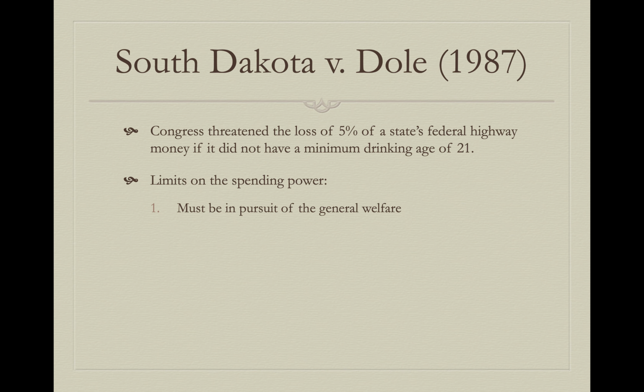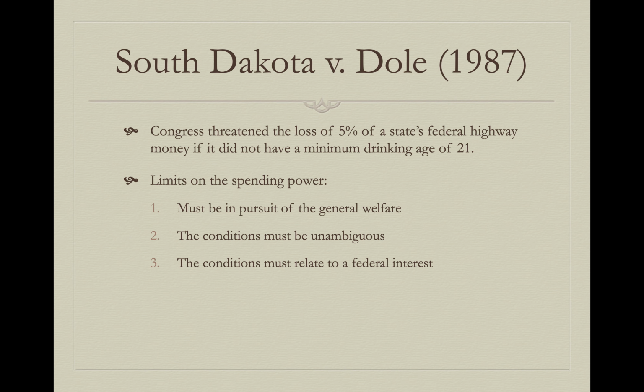But that's going to be a very subjective standard, and it's unlikely that the court is going to strike something down because it's not in the general welfare. More significant factor here is that the conditions must be unambiguous. So when Congress says to states, do this or lose money, or when Congress waves money in front of states and says, do you want this money? If so, you must do this. The this must be very clear, according to the court. The conditions on the money must be unambiguous.